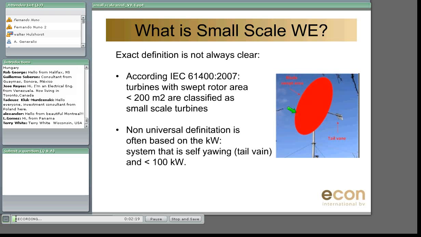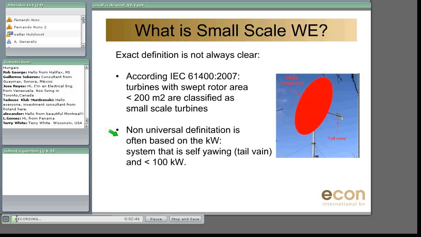In general, I think there is also a non-universal definition, and I think that's the one we mostly will use. It's based on the kilowatts the small wind energy is producing, and in this case I've added a system smaller than 100 kilowatts, so it will start from a few hundred watts up to 100 kilowatts, or sometimes you will see 50 kilowatts or even smaller.